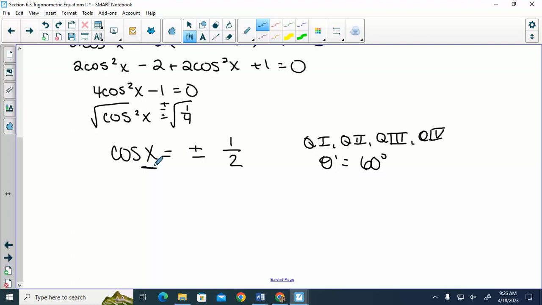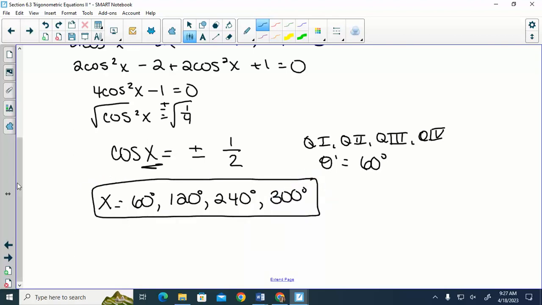Okay, since it's just x, I don't have any double solutions or anything, so these are my answers. So 60 degrees in quadrant 1 is still 60 degrees. In quadrant 2, 180 minus 60 is 120. Quadrant 3, 180 plus 60 is 240. In quadrant 4, 360 minus 60 is 300. That's my answer to part A, everything between 0 and 360.